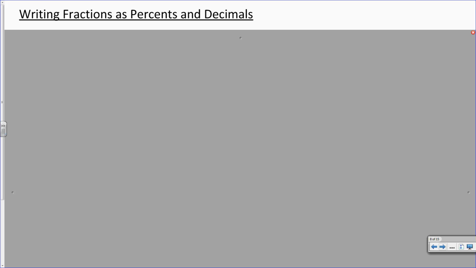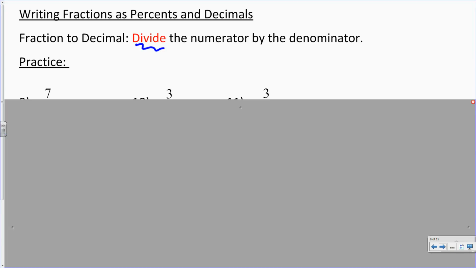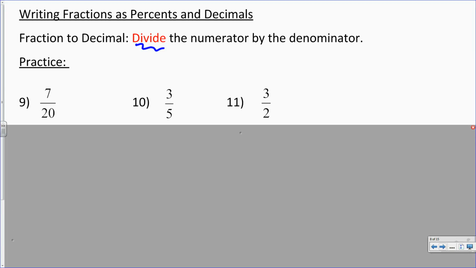Now we're going to look at changing fractions, percents, and decimals. So first of all, fraction to a decimal, the key is to divide. From now on, whenever you see a fraction, you need to know that this line right here means to divide. So on each of these, you'll want to use a calculator, and you're going to just divide the number. Always the top, or the numerator, divided by the denominator. So in this case, you do 7 divided by 20, and we're changing this to a decimal, so it'll be 0.35.